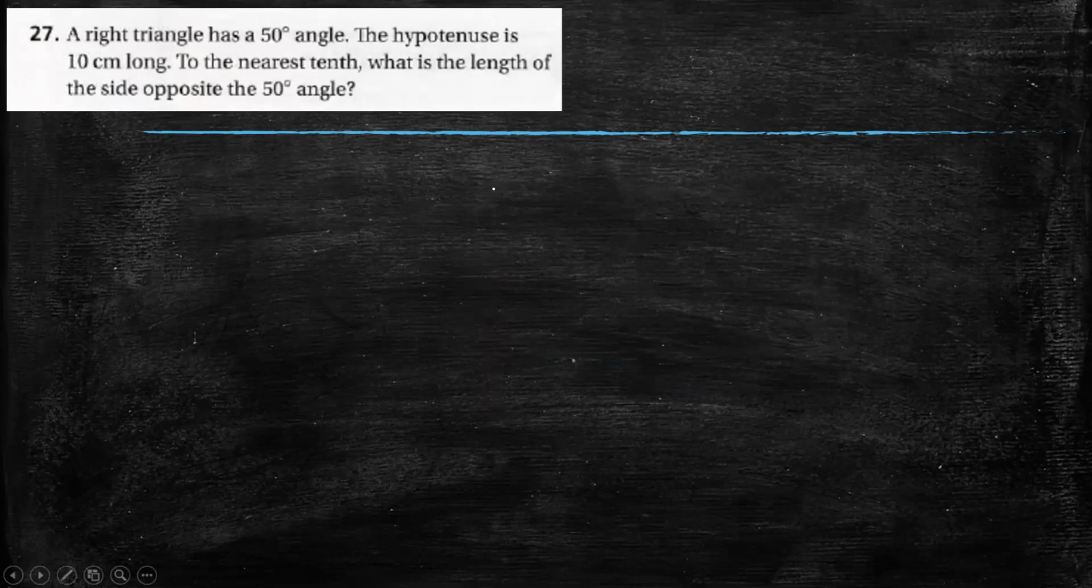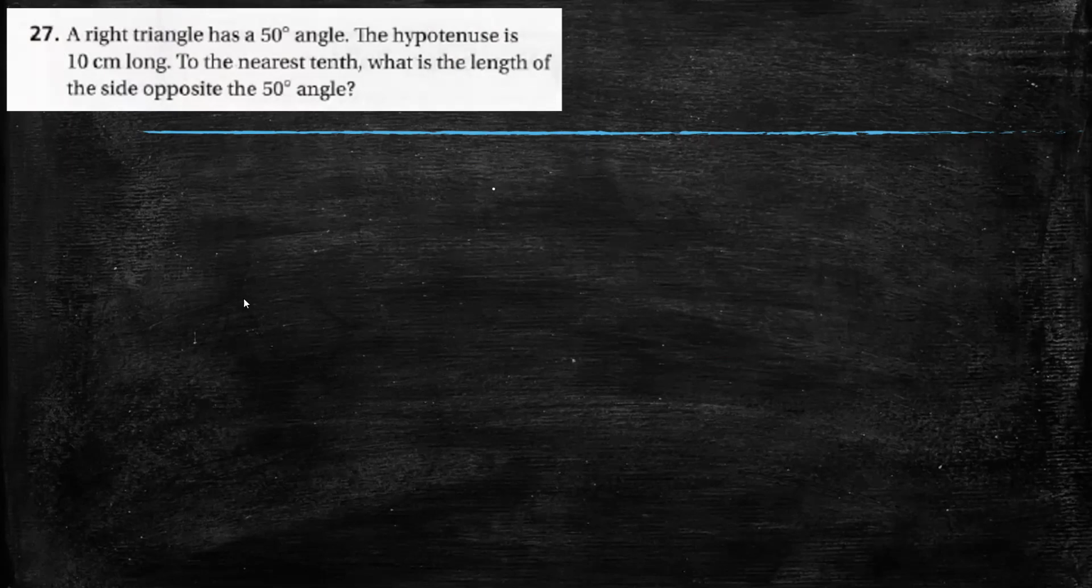A right triangle has a 50 degree angle. Before that, let's remember the trigonometric ratios: sine, cosine, and tan. Sine is opposite over hypotenuse. Cosine is adjacent over hypotenuse, and tan is opposite over adjacent.